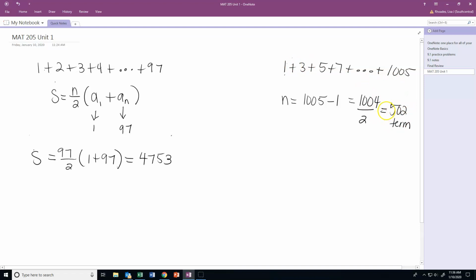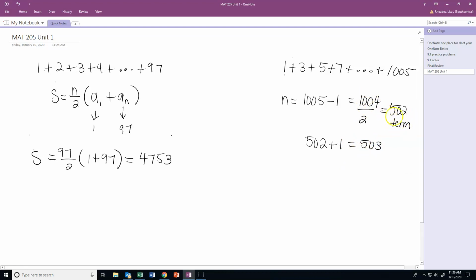Now, this does not count both 1 and 1005. This only tells us how many are from 1 to 1005. So I'm not adding in both endpoints. So when you use this, you always have to go back and add 1. So there's actually 503 terms.